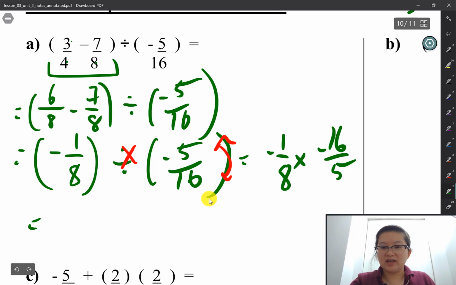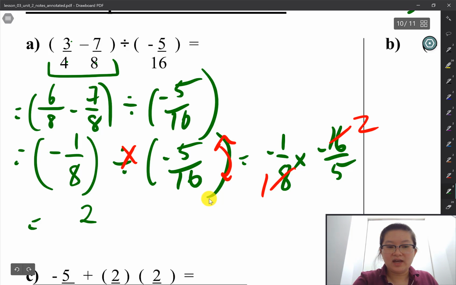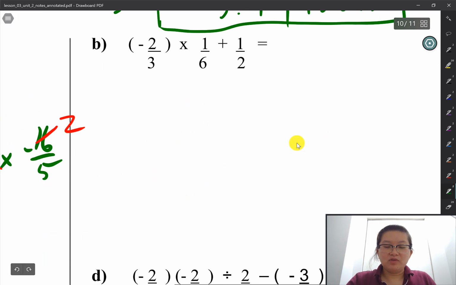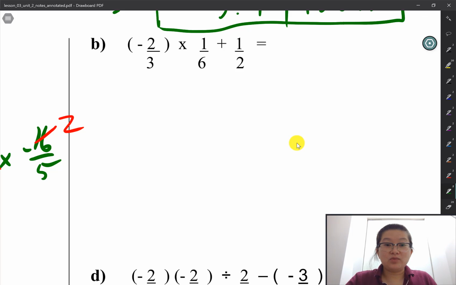And guess what? There's some simplification we can do. 8 simplifies to a 1, 16 simplifies to a 2. So I get a positive number. 1 times 2 is 2, and 1 times 5 is 5. My final answer is positive, leaving me with 2 over 5. Moving on to the next one. Guess what? This is a good one for you to try. Please pause the video.